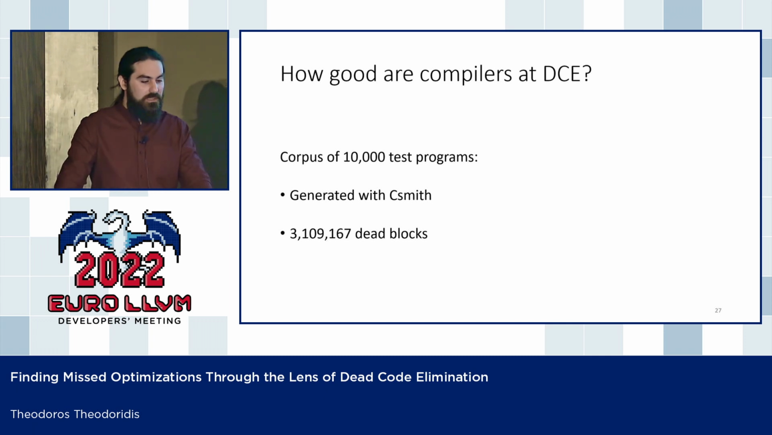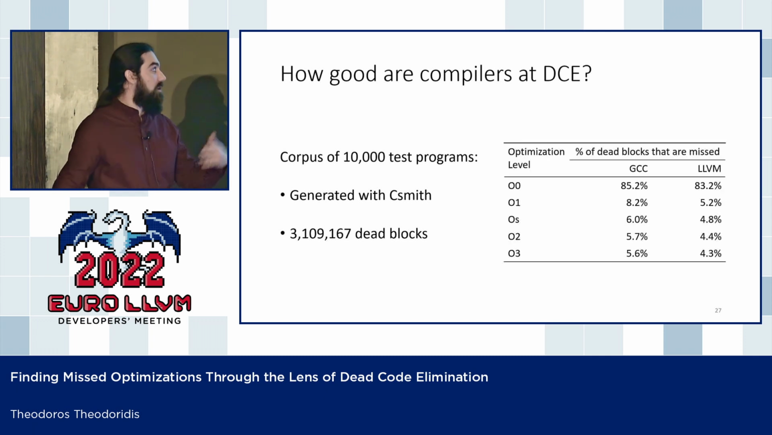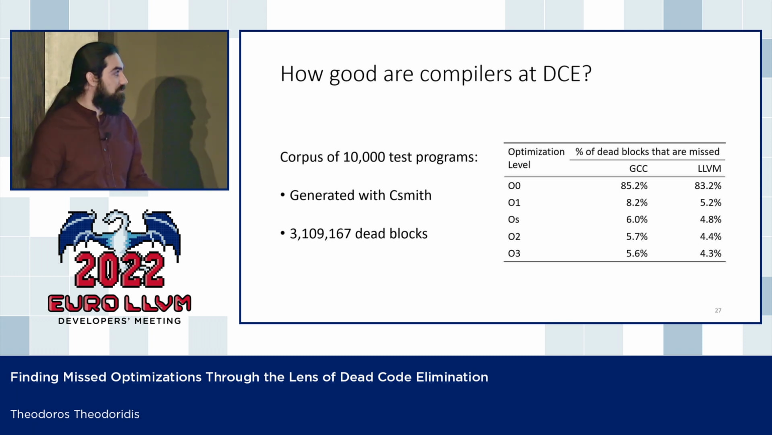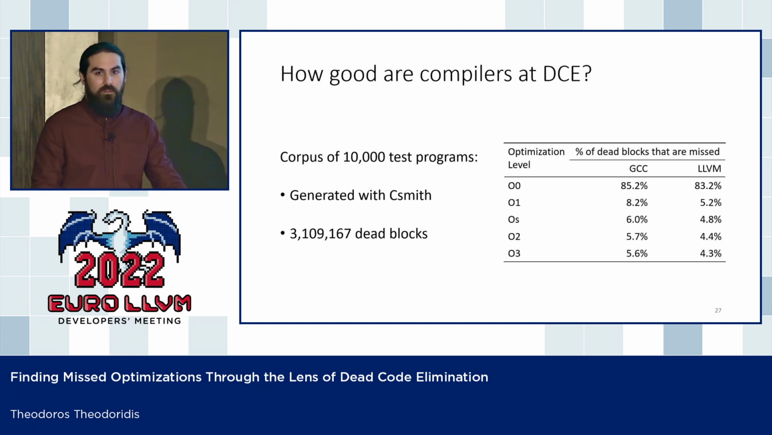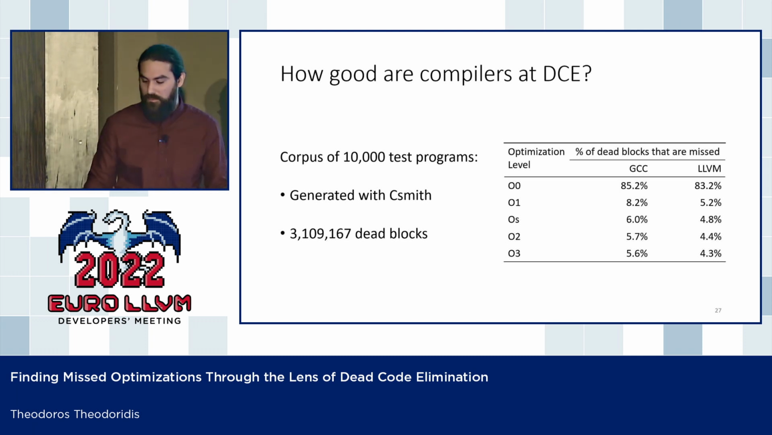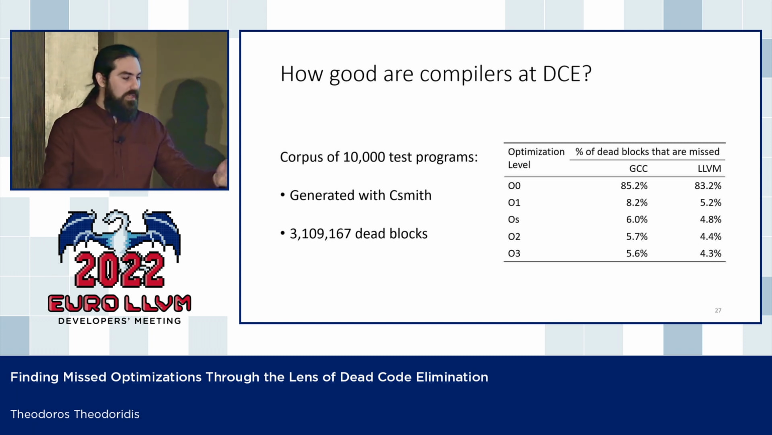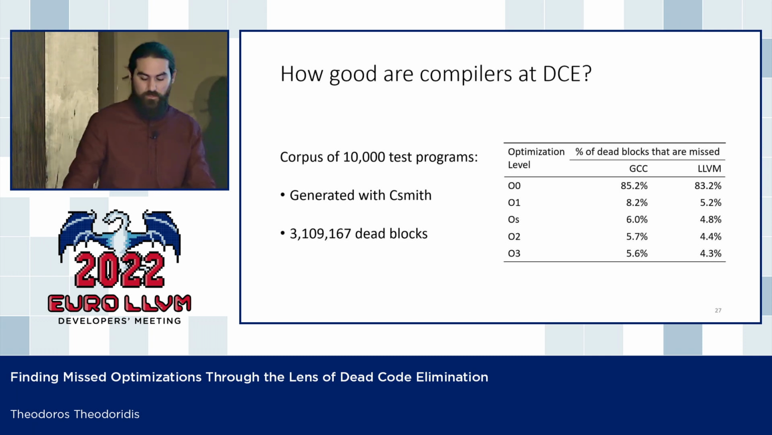And now using both GCC and LLVM, we just tried the different optimization levels. How many of the dead blocks are missed? And unsurprisingly, the higher the optimization level, the better. But still, both compilers are missing around 5% of the cases. Obviously, we cannot expect this to be 0, because some of these would likely require too much of an effort from the compiler to prove dead, or maybe they require solving a halting problem or whatever. So 100% is not the target, but definitely there is room for improvement.